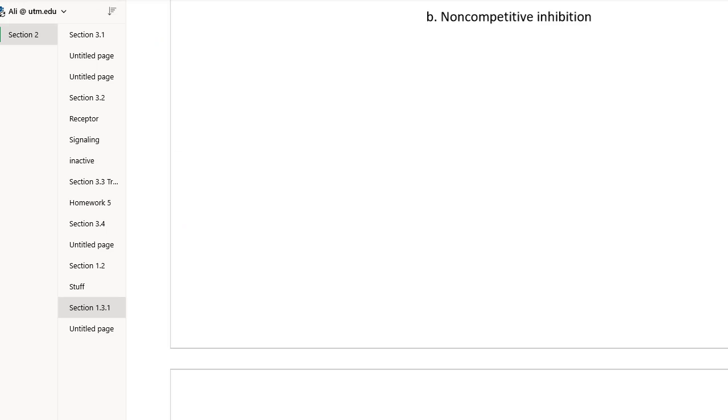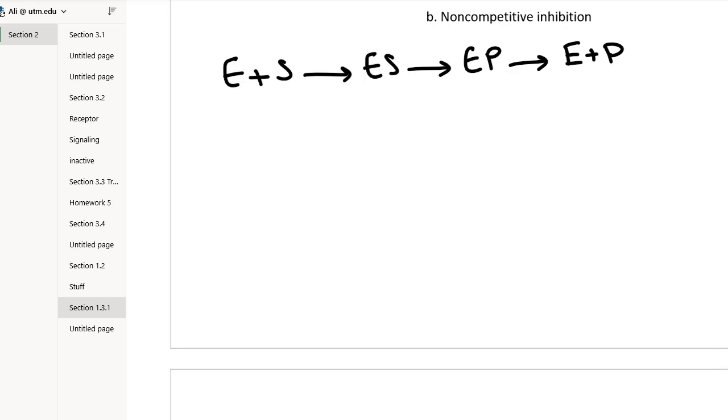So if we're going to write it here, you just write what we wrote before. Enzyme plus substrate gives me enzyme substrate, gives me enzyme product, and the product is released. And the inhibitor will create the enzyme inhibitor complex. And that's non-competitive inhibition, which is reversible.